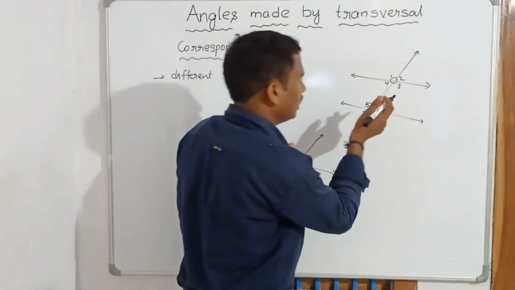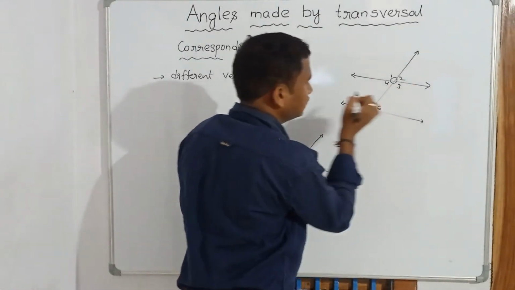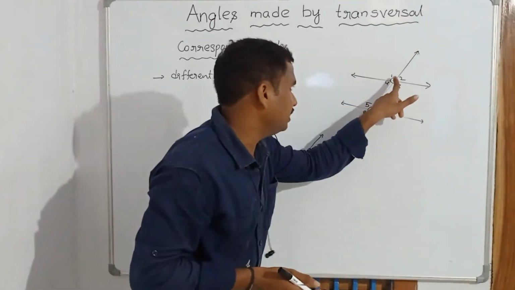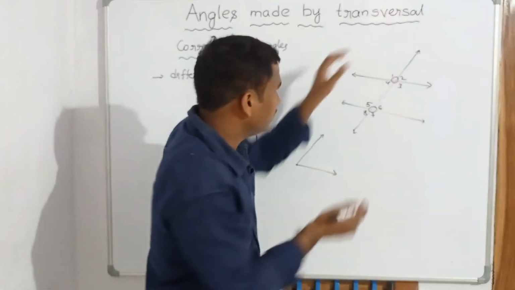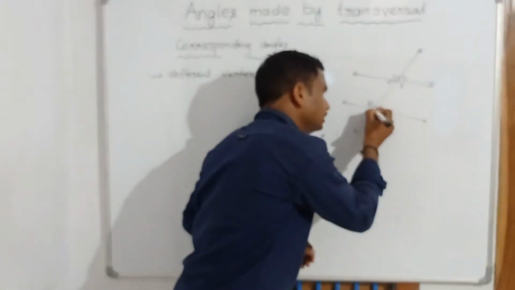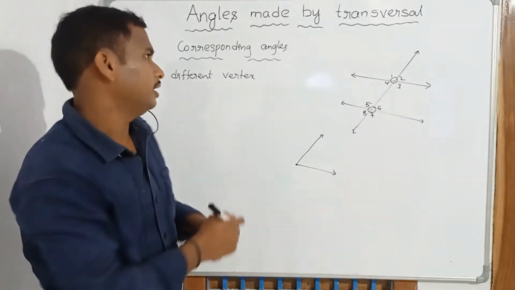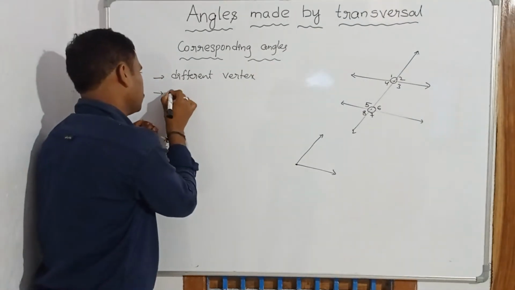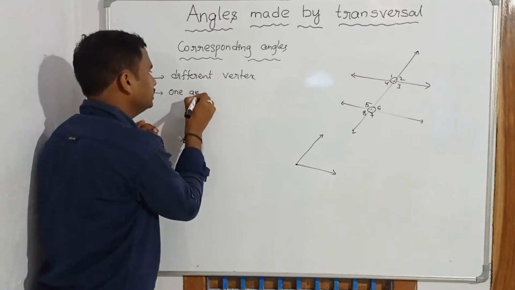See this. For example, I take 1 and 6. Different vertex. Angle 1's vertex is this, angle 6's vertex is this. Okay, different vertex.